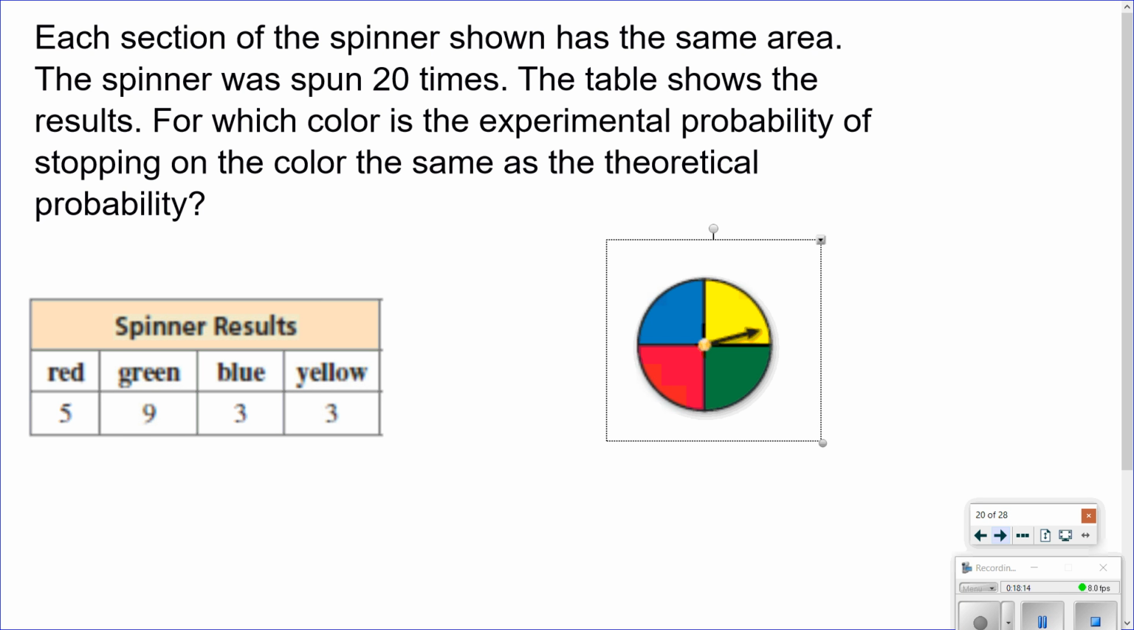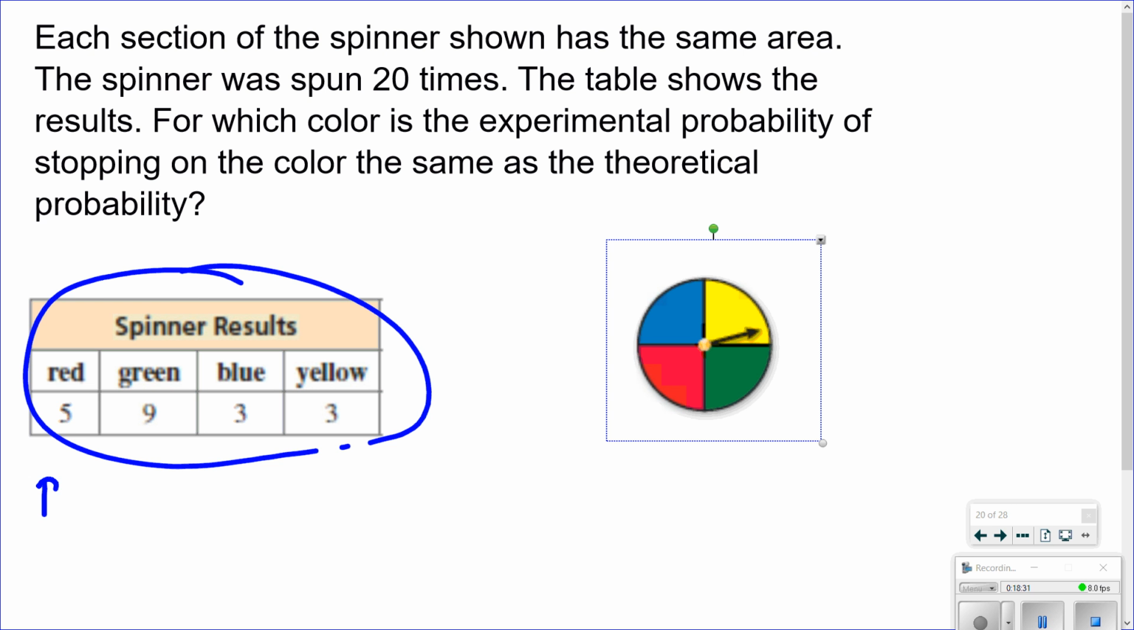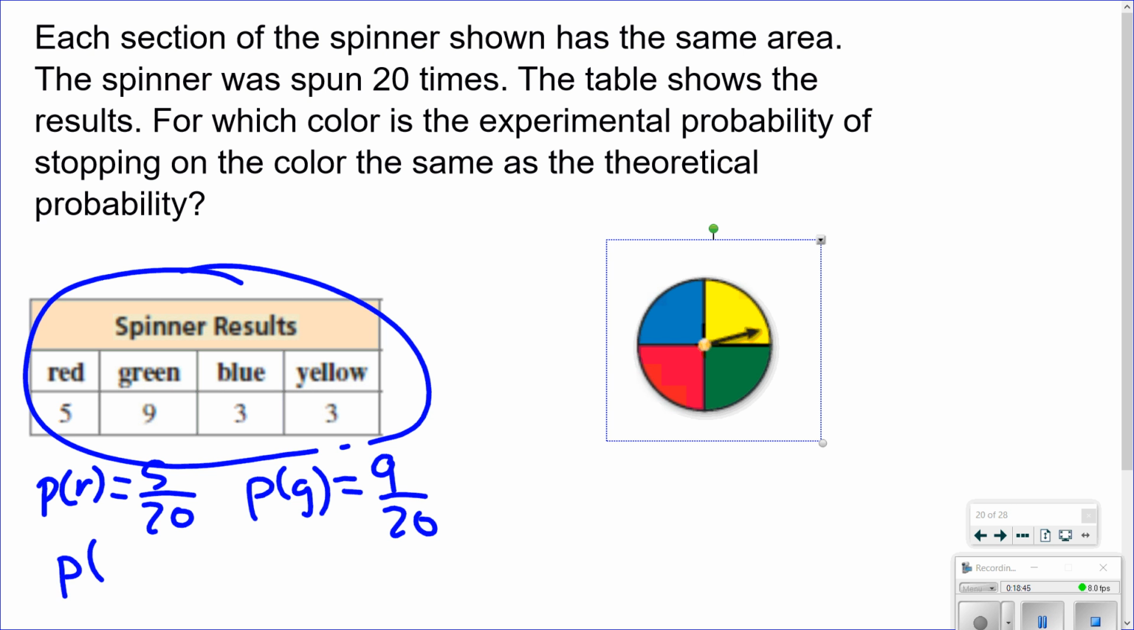So here's an example. It says each section of the spinner shown has the same area. The spinner was spun 20 times. The table shows the results. For which color is the experimental probability of stopping on the color the same as the theoretical? So let's do the experimental first. We look at my results down here. I did it 20 times. The probability of getting a red would be 5 out of 20. The probability of getting a green would be 9 out of 20. The probability of getting a blue, I got 3 blues out of 20. And the probability of getting a yellow would be 3 out of 20.